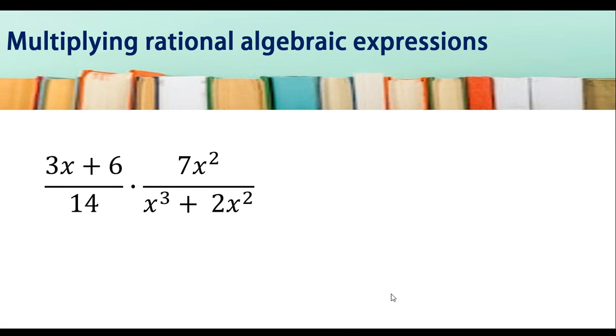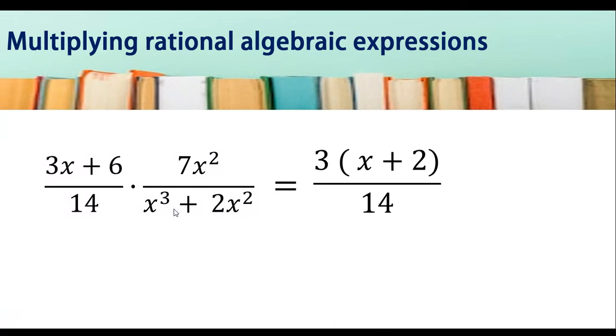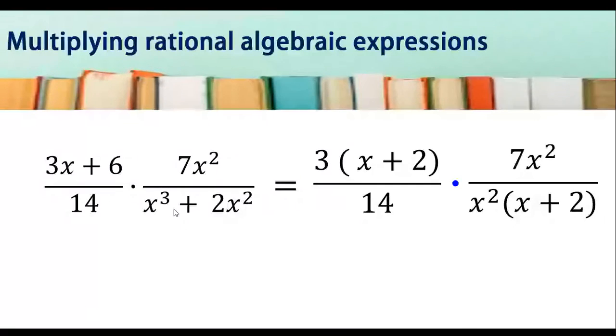If the given expressions contain factorable polynomial, you have to factor it first. So you will get the answer which is already in simplest form. In this case, this one and this one are factorable. So if we're going to factor that, that will become 3 quantity x plus 2 over 14 times 7x squared over x squared quantity x plus 2.